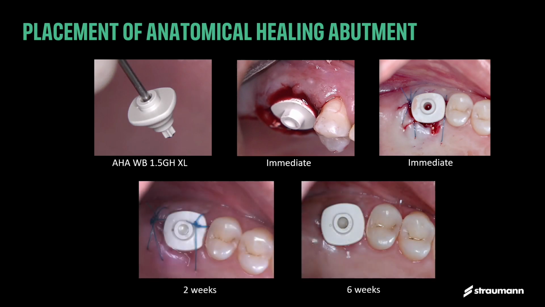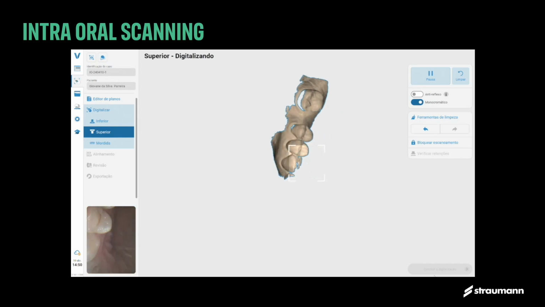And then 2 weeks healing. Again, the sutures very loose, the tissue behaving and coexisting with the component very nicely. As we move forward with 6 weeks healing, the behavior of the soft tissue in harmony with the component gives a lot of peace of mind for us to move forward with the restorative steps.